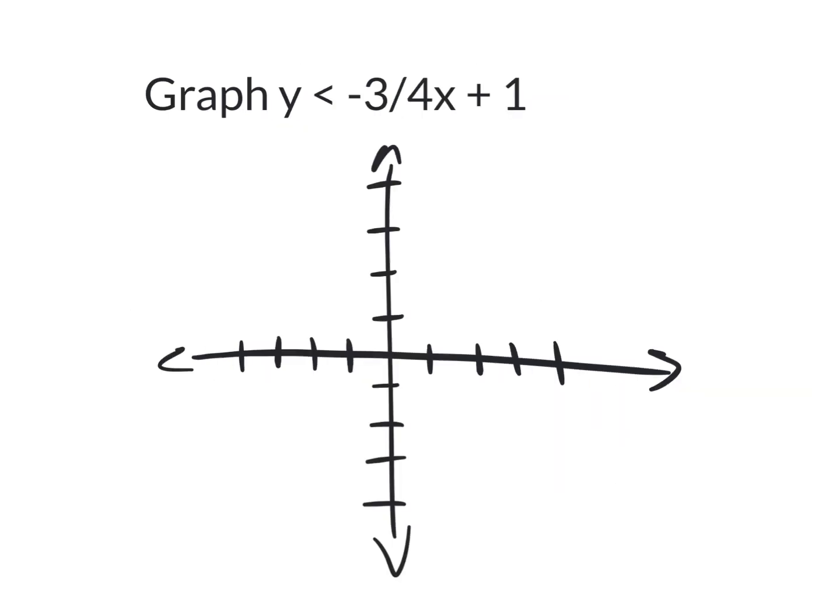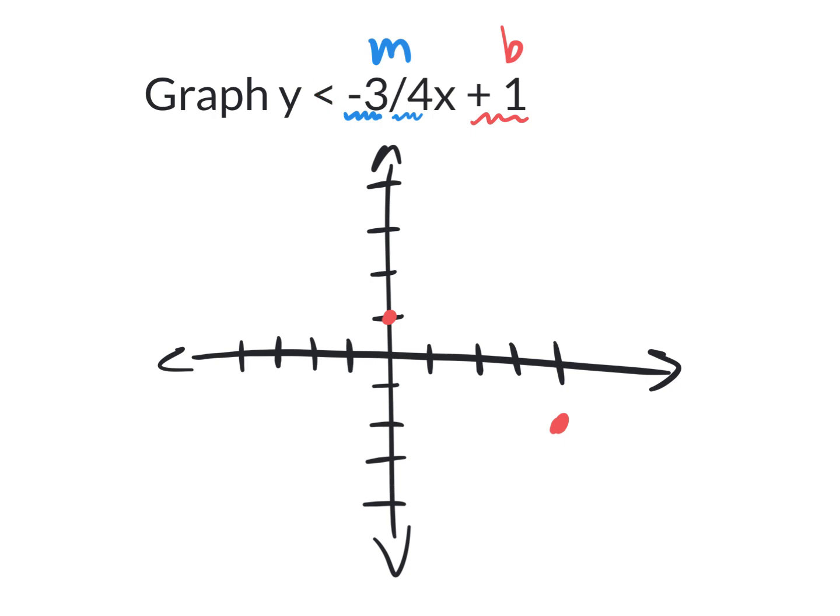More graphing. We have inequalities here. So this crosses where? The y-axis. The b value is 1, which means it crosses at 1. Put a dot right there at 1. And my slope is down 3 over 4. So from this dot, I'm going to go down 1, 2, 3 over 1, 2, 3, 4. And I'm going to put a dot right there.